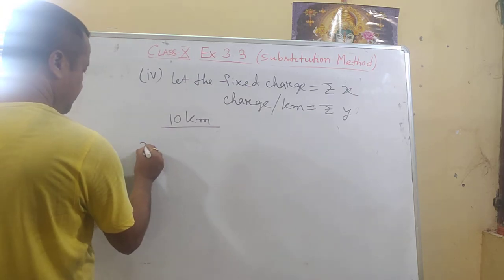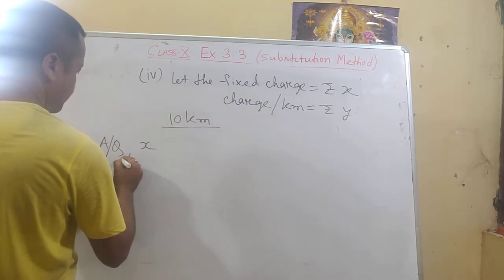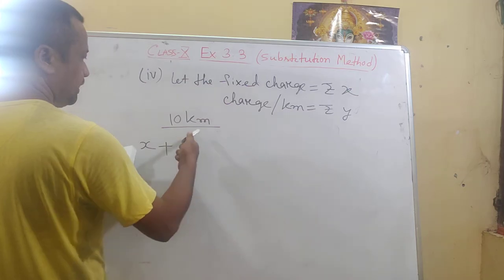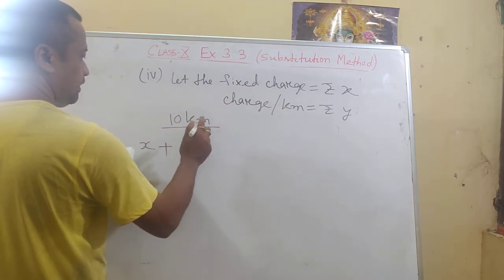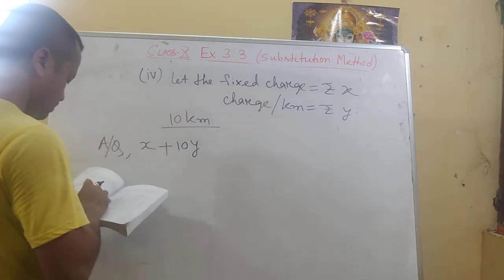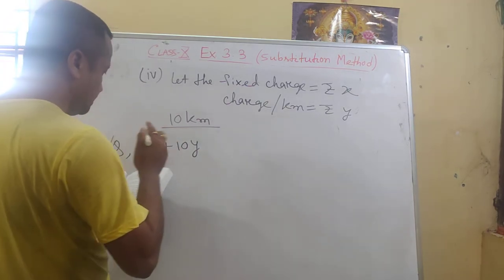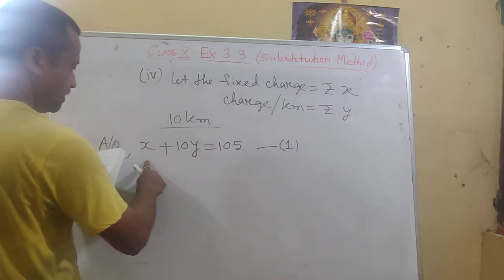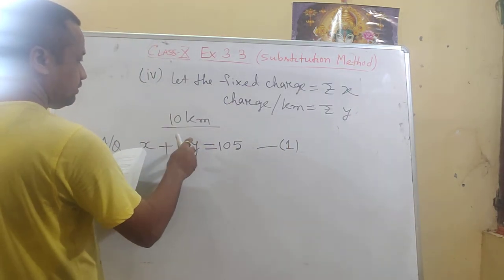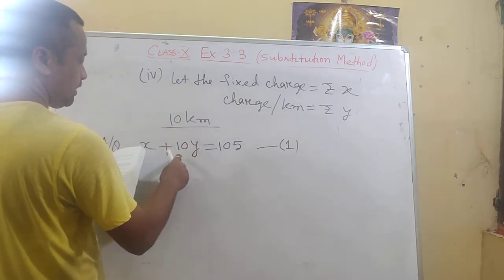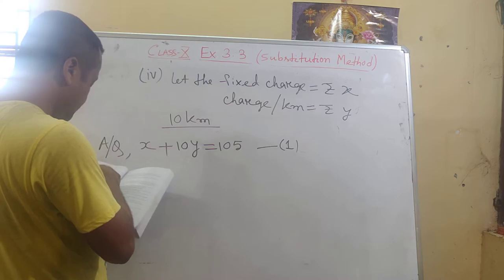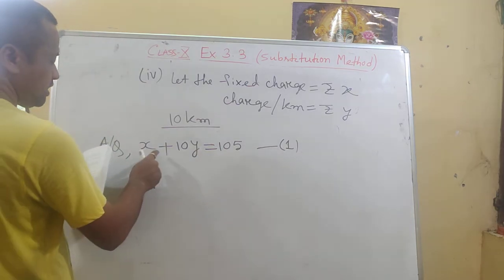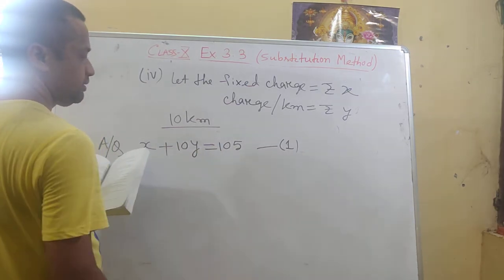So for 10 kilometer, according to the question, the fixed charge is x plus the charge for 10 kilometer. Per kilometer charge is y, so for 10 kilometer, the charge will be 10 into y, that is 10y. And this total charge paid is 105, it is given. So x plus 10y is equal to 105. It is equation number 1. Fixed charge plus charge for 10 kilometer is 105.